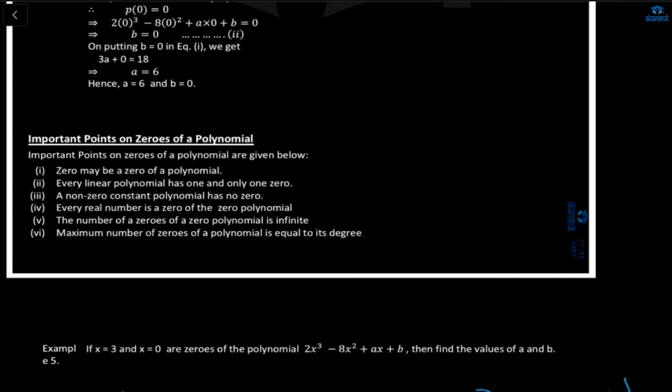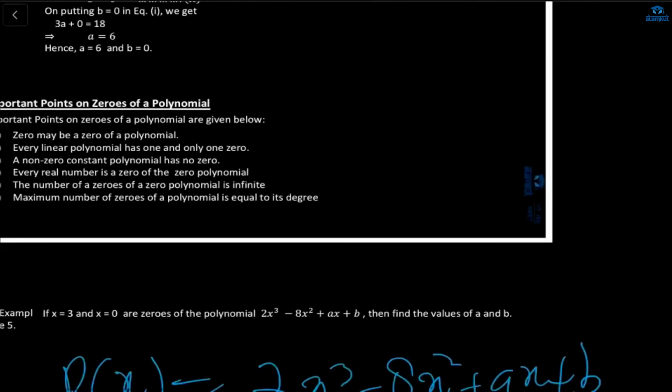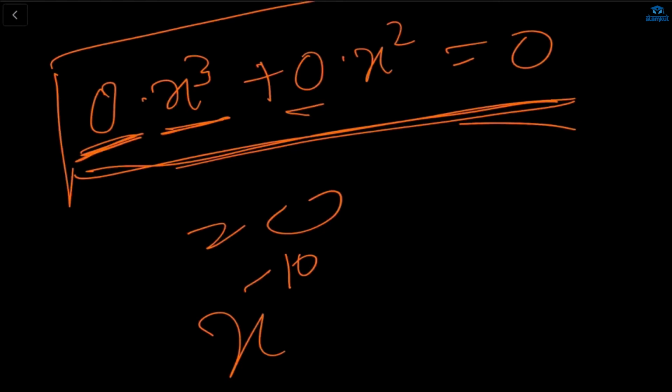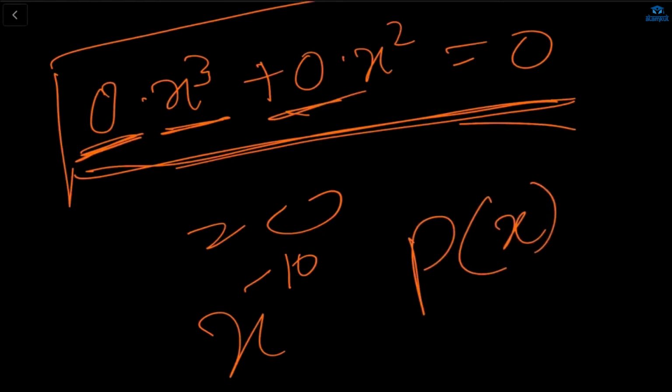And the number of zeros of a 0 polynomial is infinite. That's why, because whatever value you put in for x, it will still give you 0. So p(x) will always be 0. Understood? Whatever value of x is there, it will give you 0 only, because the coefficient value is 0. So p(x), for whatever value of x, will always give you 0. The statement will always be true.